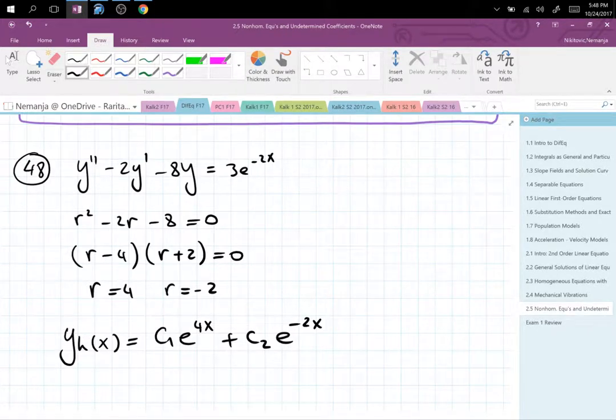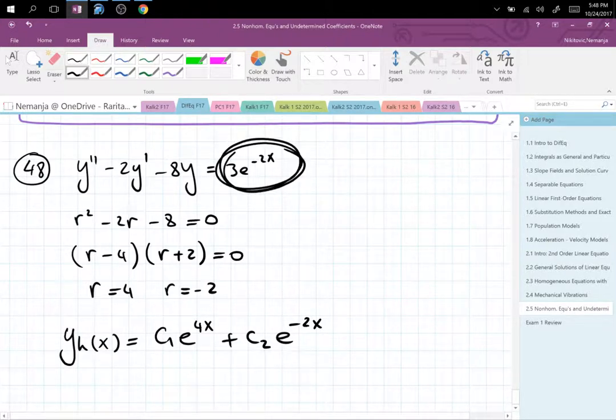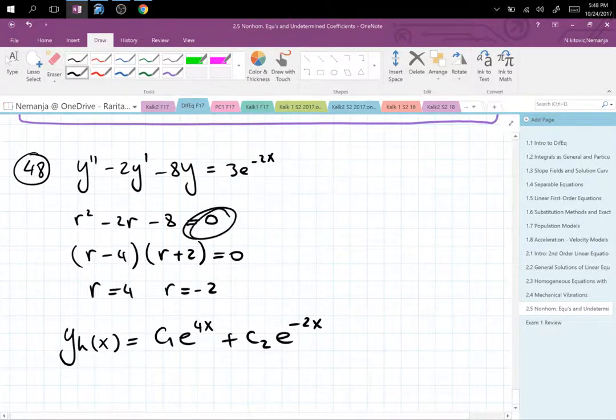Good. So yh versus yp: you said y homogeneous, but it's not equal to 0. No, but you ignore this to solve that part, and then we will use it later for the whole thing. That's why it's homogeneous up top. Yep, that's why I put 0 here. We ignore it.